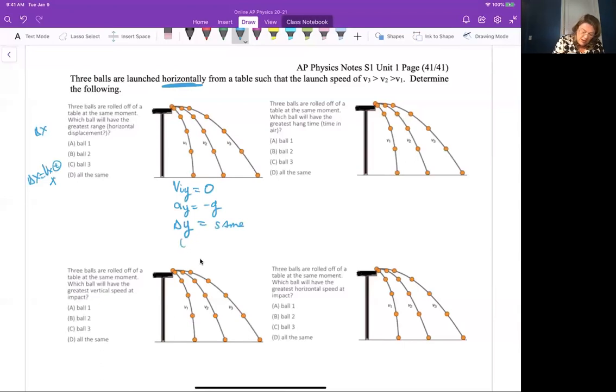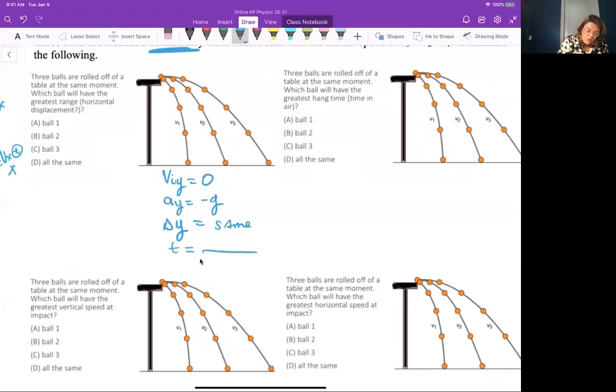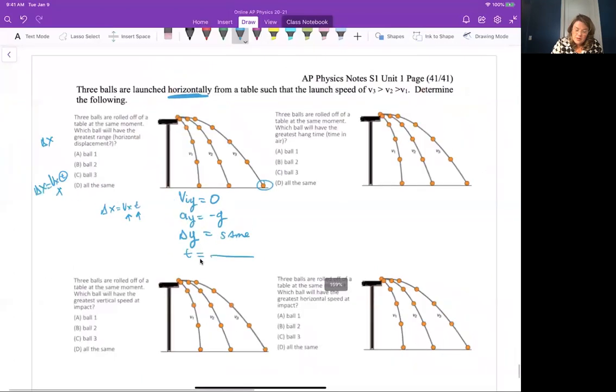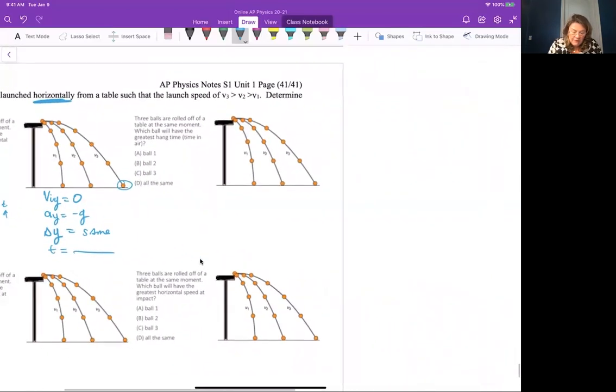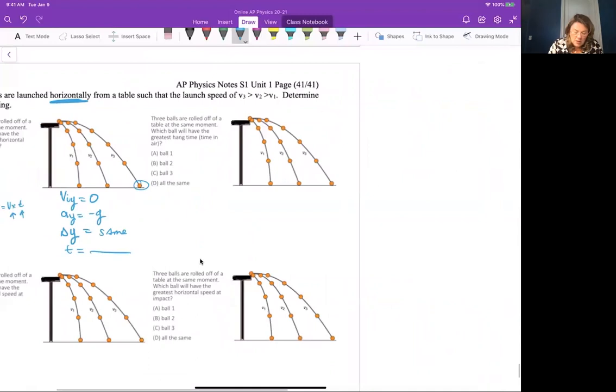If I want to know the time, I'm going to calculate the time for ball 1, 2, and 3, and they will be the same, which is kind of weird. Therefore, I then come back to the only equation that works in the x direction. This time is the same, so V1 is less than V2 is less than V3, so therefore the one that has the greatest initial velocity in the x direction has the greatest range, which is ball 3.